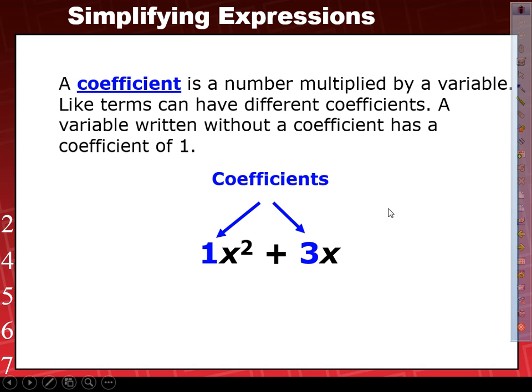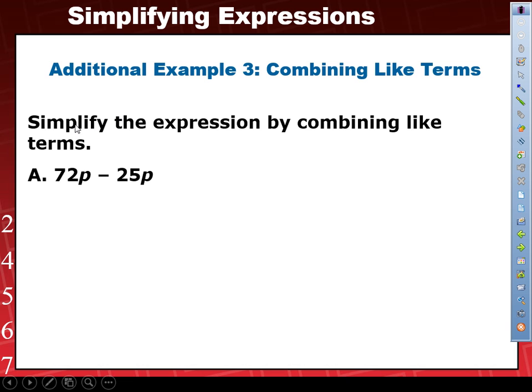Okay. So copy this one now, please, and we'll do this one together. It says, example 3, simplify the expression by combining like terms.